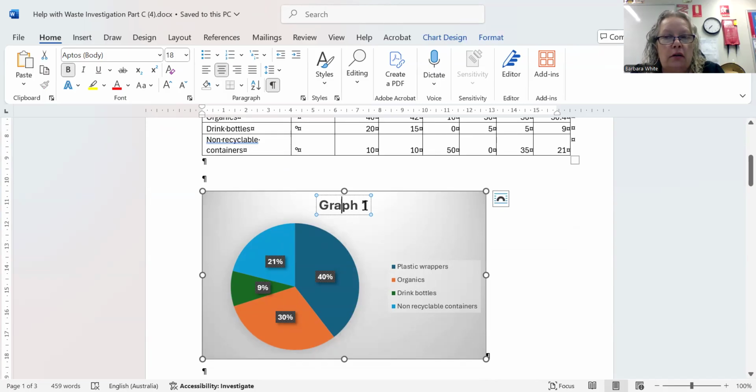This is not the title of the graph. I want you to write your own title, which is similar to the title of the table. All the stuff is broken up into percentages.